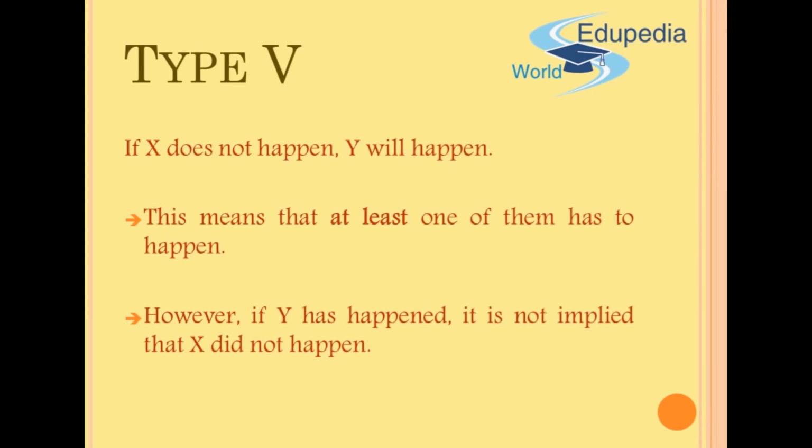If X does not happen, Y will happen is an at-least scenario. At least X or Y will happen, that much is guaranteed, and both of them can also happen together. But just in case X does not happen, Y will happen. So these are the five logical streams that I wanted to discuss with you.